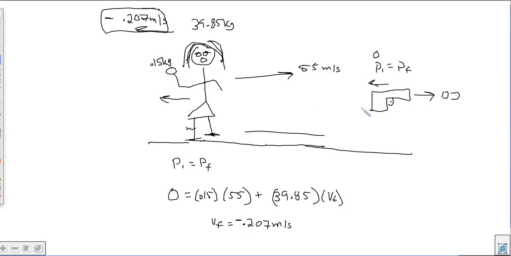So this is kind of the idea of conservation of momentum, and this is real linear, just going backwards and forwards. So in the next one, we'll talk about what happens when things are hitting each other at angles, and then how do we figure out the conservation of momentum.